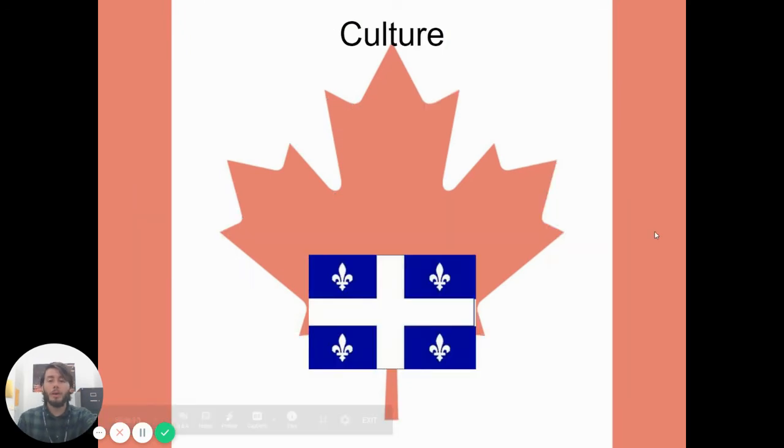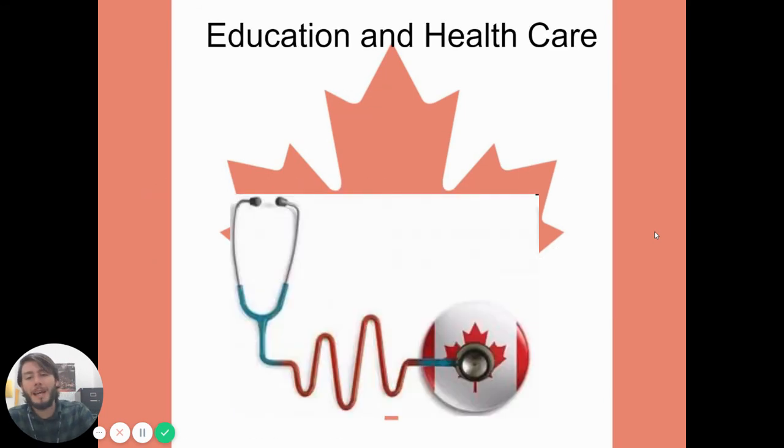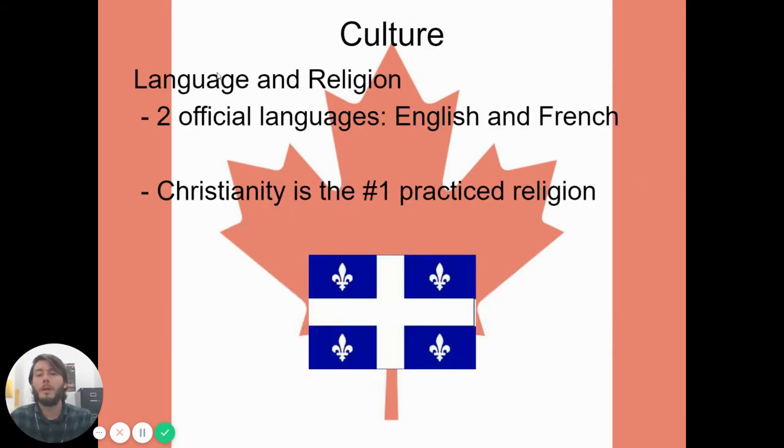If you recall, Quebec is the part that was settled by the French, and it's French speaking. So, language and religion: there are two official languages in Canada, English and French. Everything is either in English or in French, so all their signs will be in English or French or both. Christianity is the number one practiced religion. Quick story about the language thing.